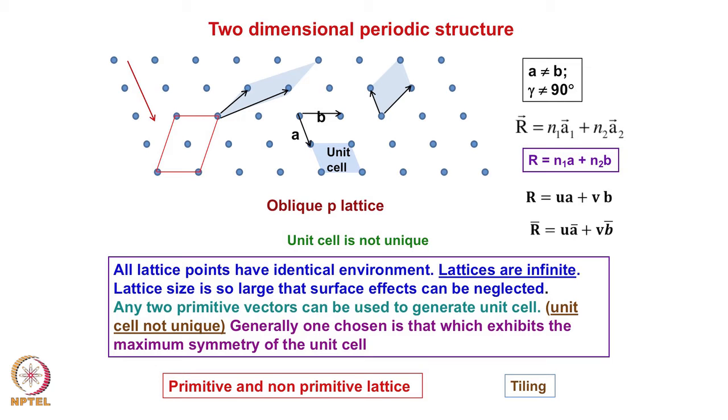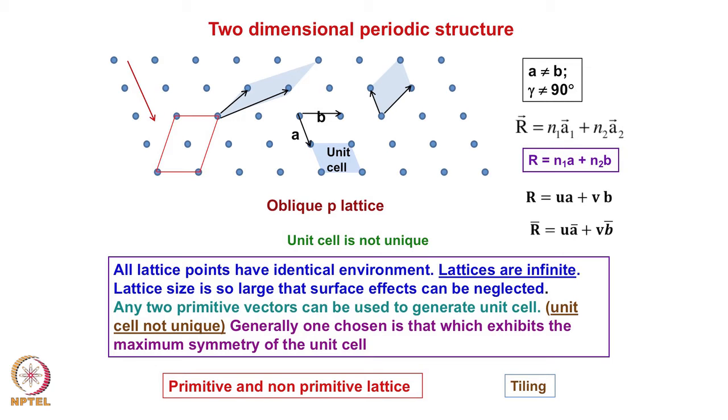An ideal lattice essentially is infinite in dimension, so that the surface effects can be ignored, because surface is a discontinuity. Okay. Only in real crystals the surface effects have to be considered and the properties are different. But when we consider a lattice, we consider it as an infinite lattice, so that the surface can be ignored. Okay. Then here if you see, we have a different type of a lattice.